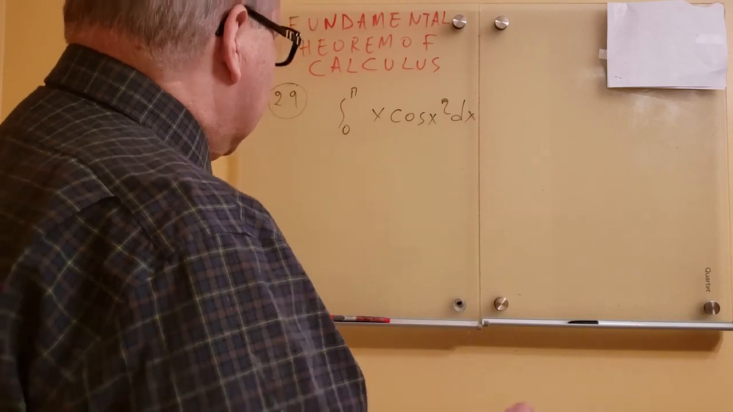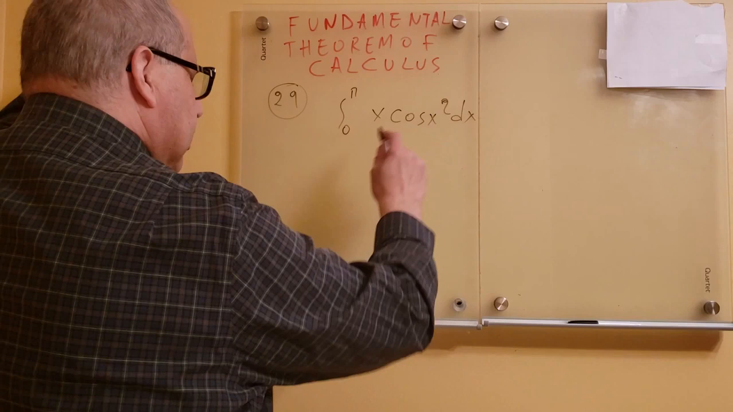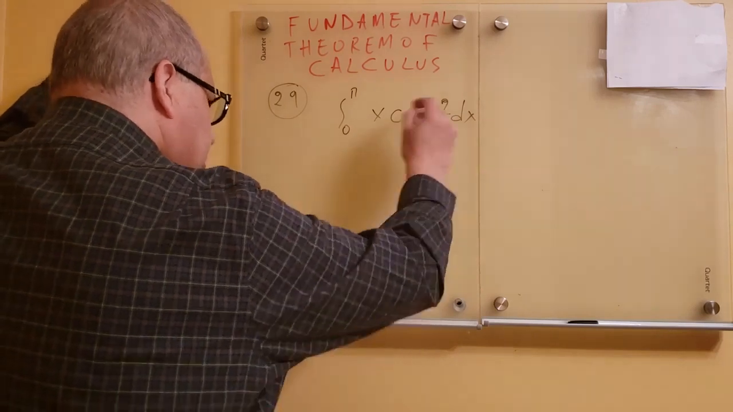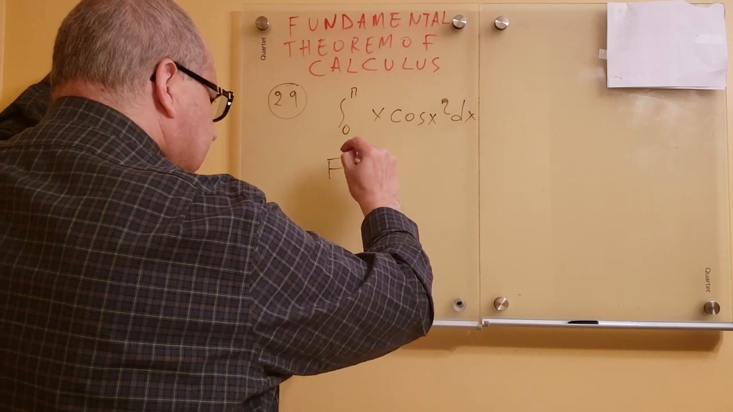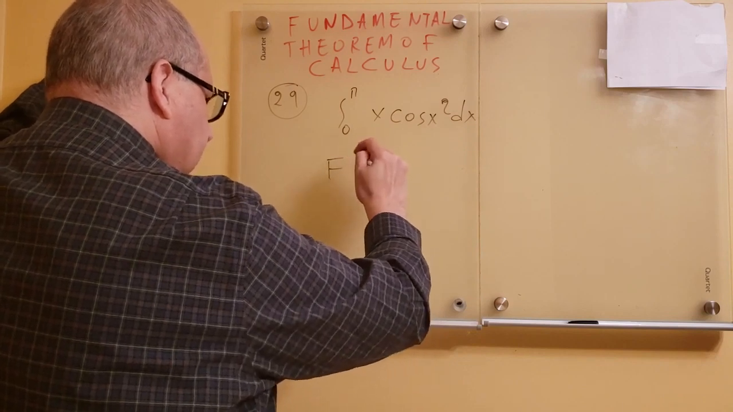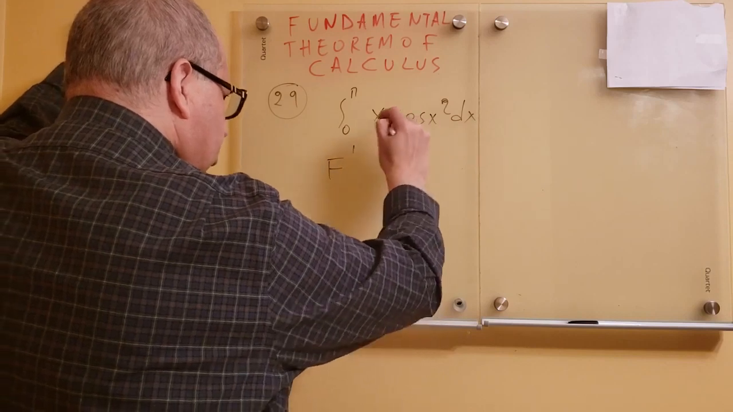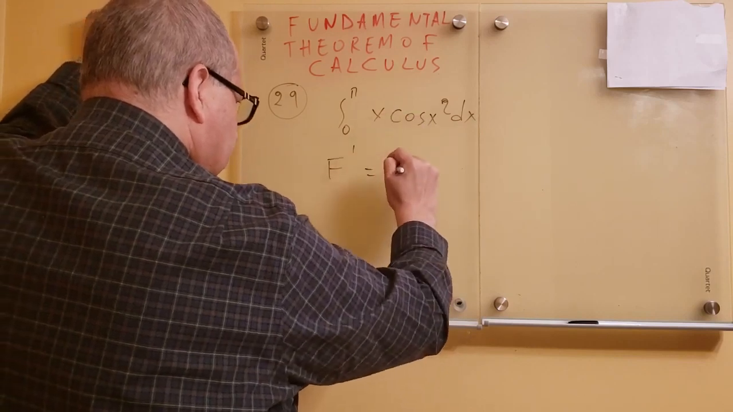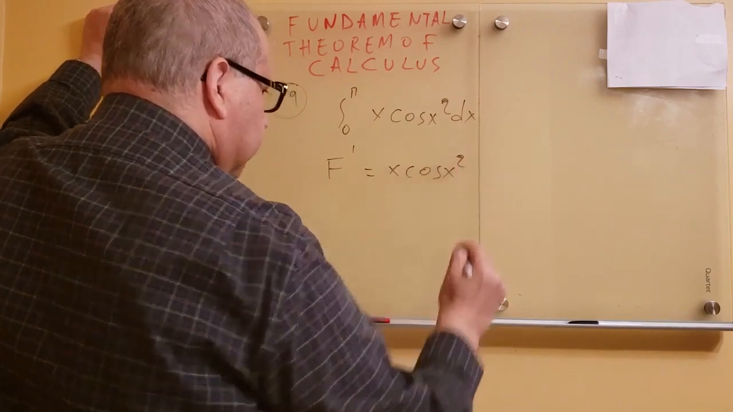So let's do it. We want to find the antiderivative of this. That means that whatever we find, let's say that it's f, if you take the derivative of this, it should be whatever you have inside. So it should be x cos x squared. Okay.